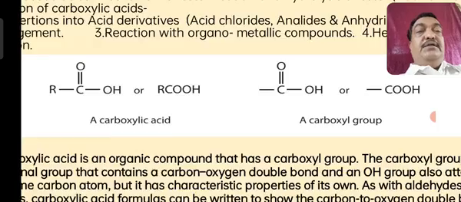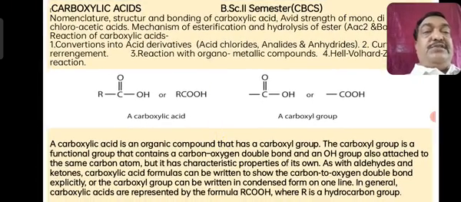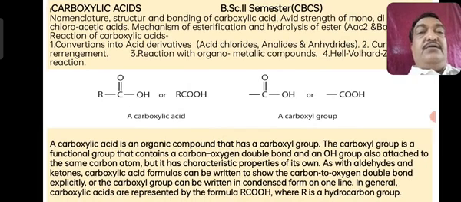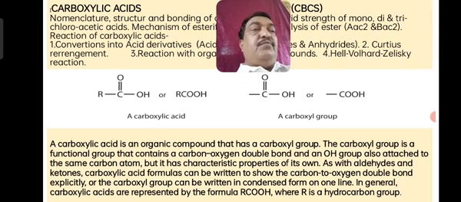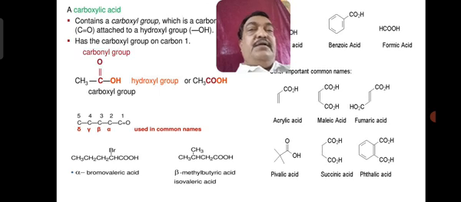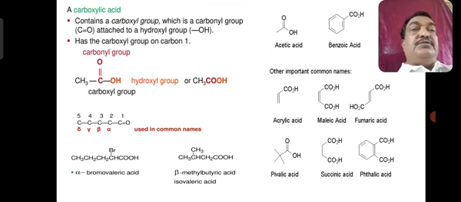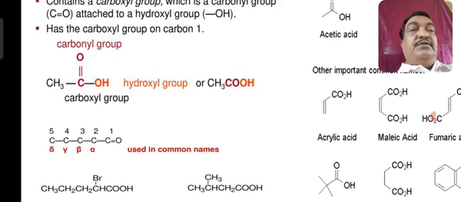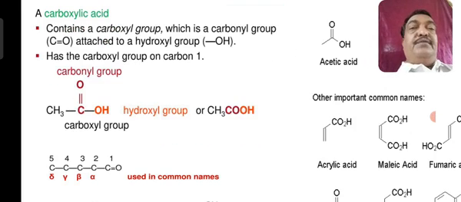Here is a simple definition. A carboxylic acid is an organic compound that has a carboxyl group, that is COOH, attached to either an aromatic or aliphatic carbon, and this results in the formation of RCOOH. So that is your simple carboxylic acid. Now let me move on to the other part. You can make a definition in a different fashion also.